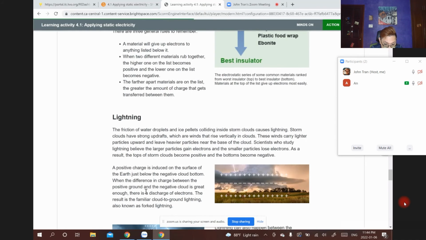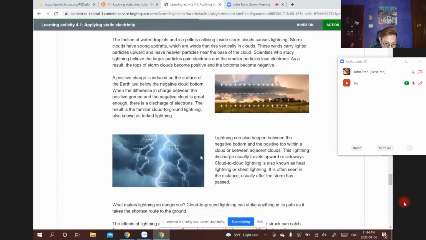Lightning can also happen between the negative bottom and the positive top within the cloud, or between clouds. The lightning discharge usually travels upward or sideways, cloud to cloud. Lightning is also known as heat lightning or sheet lightning. It is often seen in the distance, usually after the storm has passed.